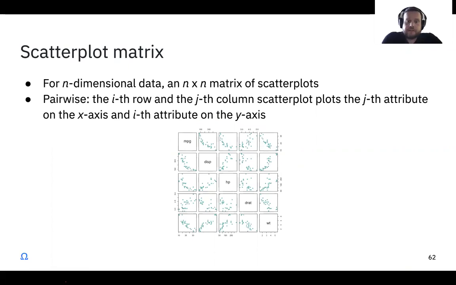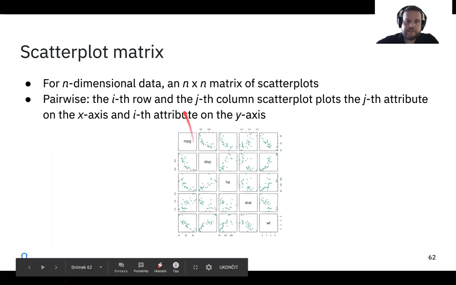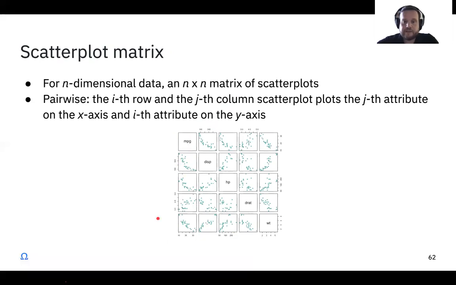And another plot which is very popular, and probably statistically the most sound of them all, is the scatter plot matrix. So if you have n-dimensional data, you have an n times n matrix of scatter plots, and basically this is a kind of mathy way to write that you're going to be plotting on the x-axis the first, second, third, fourth, and fifth coordinates. So MPG, DISP, HP, DRAT, and WT. And here the same. So WT, DRAT, HP, DISP, MPG, basically.